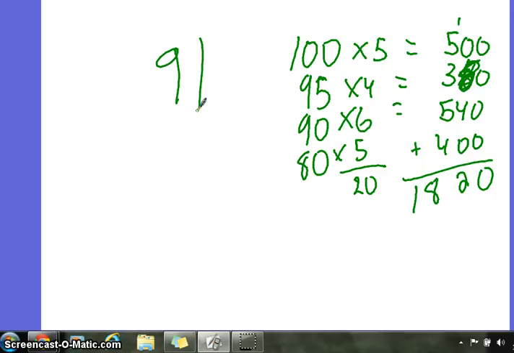So I had to first figure out the totals for each group: 500, 380, 540, and 400. It gives us 1820 divided by 20 people that took it. Average score is 91. So a lot more people at the lower end than the higher end brought the average down. Another word for average is mean.